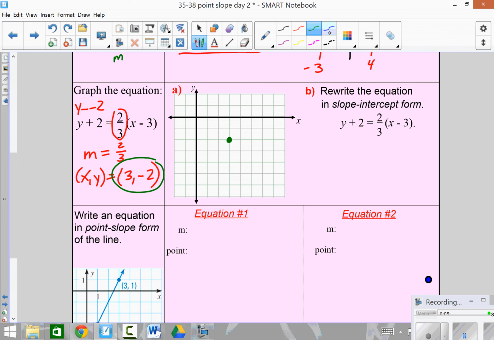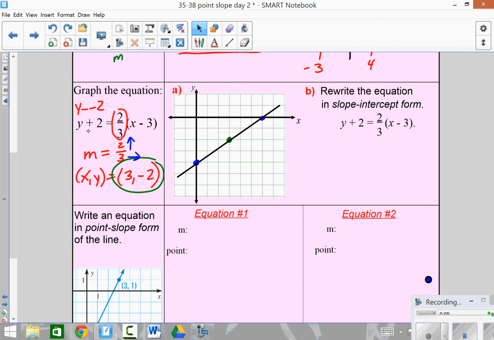And then I'm going to go ahead and count slope, which is rise 2, run 3. So rise 2, run 3. Backwards, down 2, backwards 3. We have enough dots that fit in our graph. Connect the dots. We just graphed this equation that we started with.